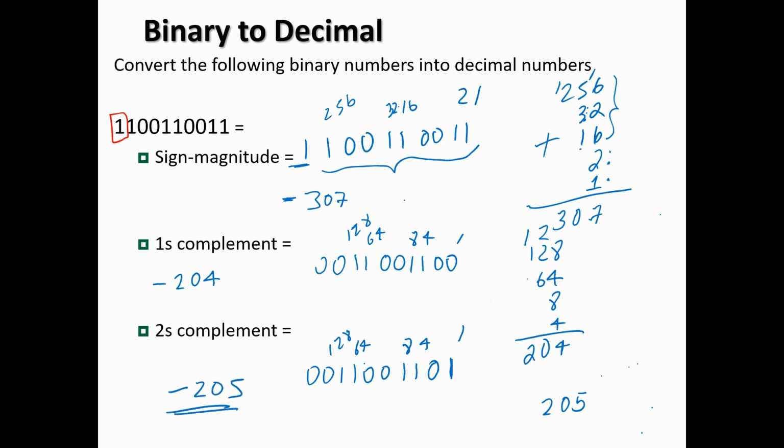Okay, so summary. Check the first bit. If it's a 0, that's a positive number, you don't do anything to it. If it's a 1, that's a negative number. And depending on which representation you are using to convert, then you have to do some processing to it. And then you convert to the decimal.